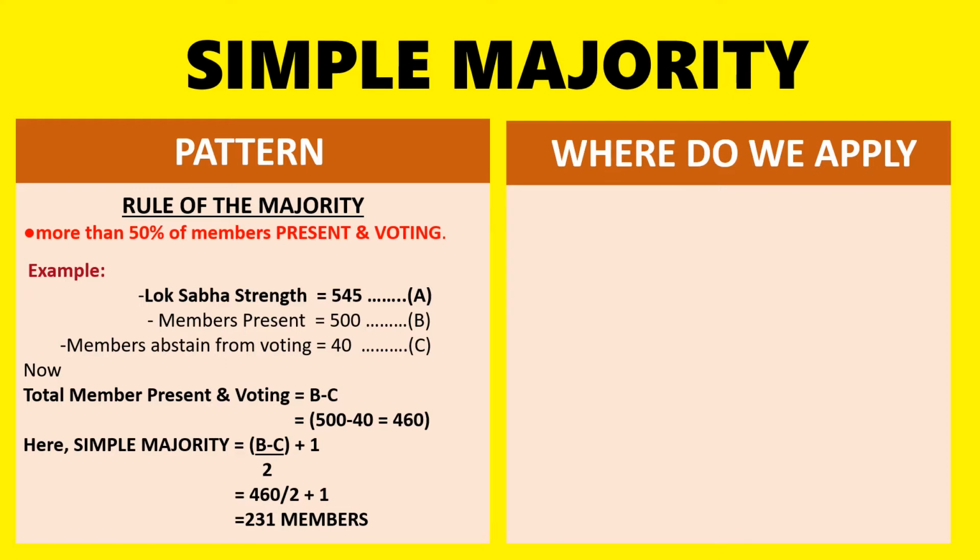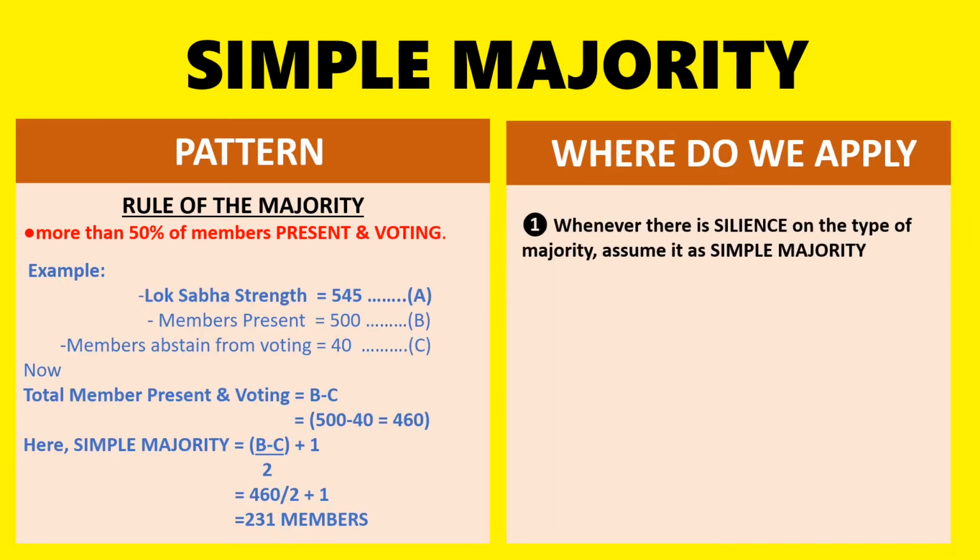Now let's look at where we apply simple majority. Number one: whenever there is silence on the type of majority, we assume it is simple majority. Meaning, if the Constitution makes no specific mention of the type of majority to be followed on a subject matter, then we follow simple majority while passing that subject matter or a bill related to it. That is application number one.